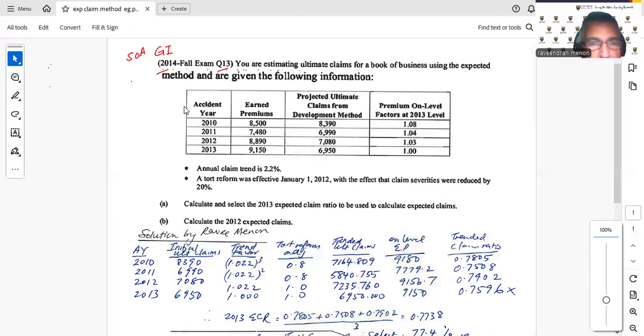You're asked in part A to calculate and select the 2013 expected claim ratio. Let me just underline that. We need to find this to be used to calculate expected claims. So we need to find the expected claim ratio. This is 2013. And then we have part B asking us to calculate the 2012 expected claims.